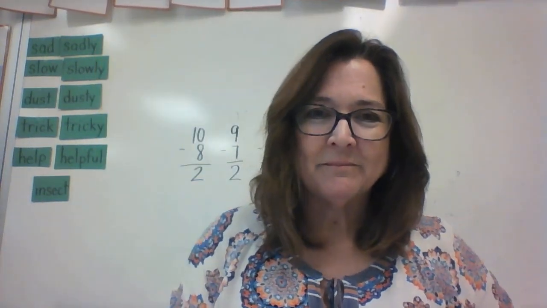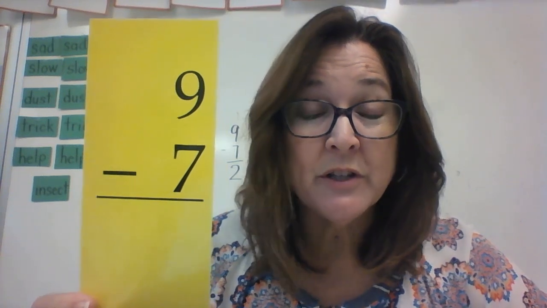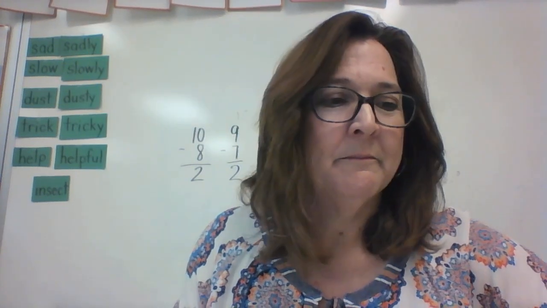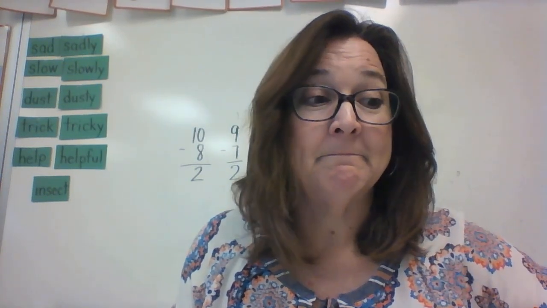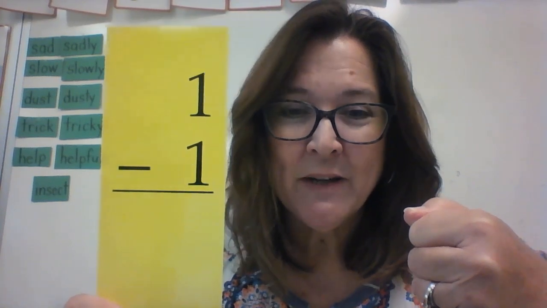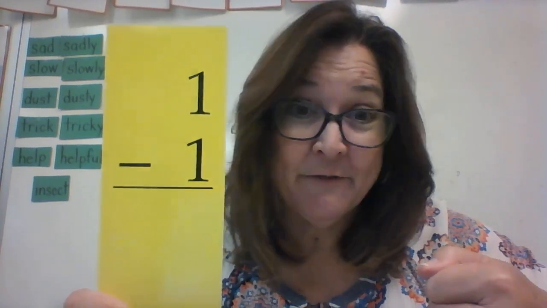1 thumb up. That's a difference of 1 fact. 9 minus 8 equals 1. 2 thumbs up. 9 minus 7 equals 2. That's a difference of 2. Remember, 1, 3, 5, 7, 9. No thumbs. 1 minus 1 is 0. It's not a difference of 1 or a difference of 2.